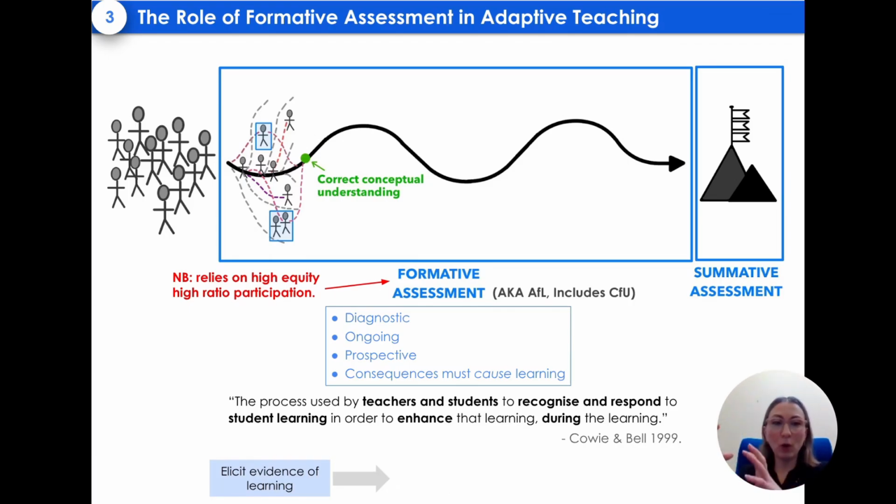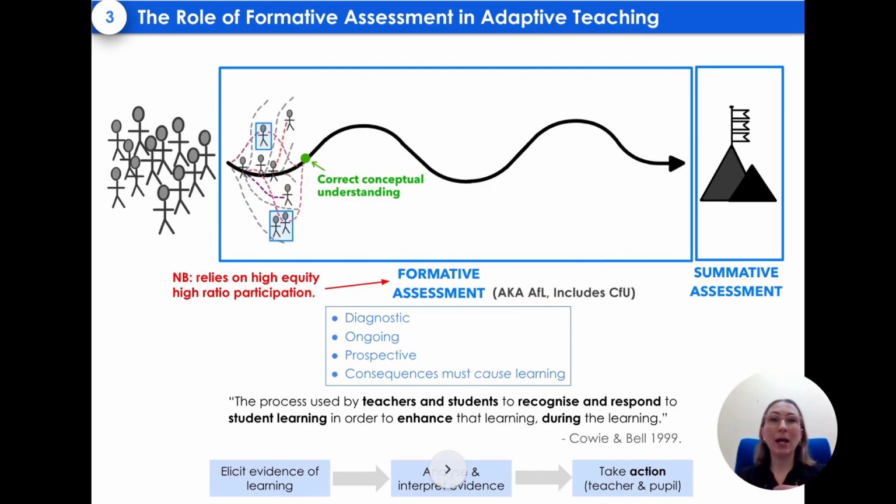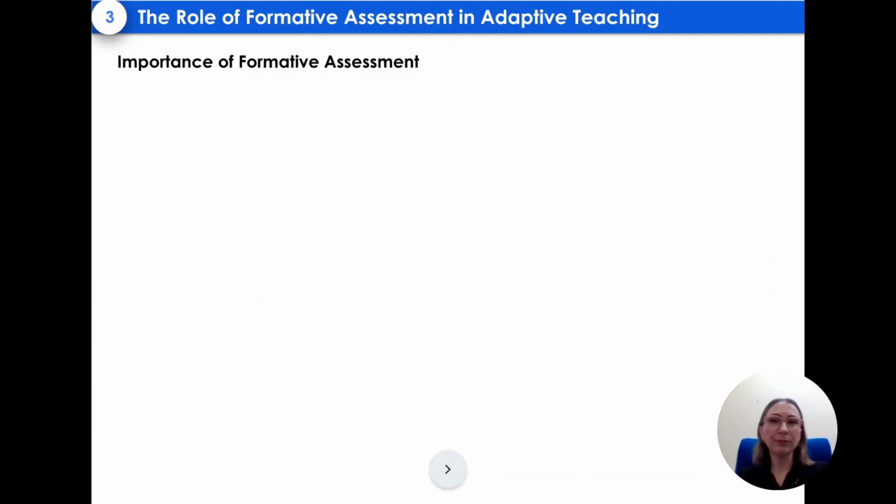So, summarising, we want to elicit evidence of learning as often as possible from as many pupils as possible. We then need to analyse and interpret that evidence that we are eliciting, and then we need to take action, and not just the teacher. If we train our pupils to be responsive to the formative assessment, to know that when we ask them to do a think, pair, share, or when we cold call, or when they do a simultaneous response, it's not just for our benefit, it's actually for their benefit, then they can take action as well.